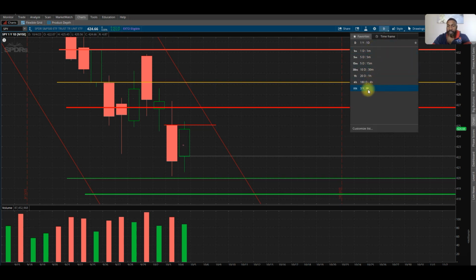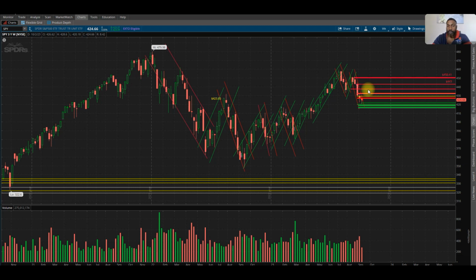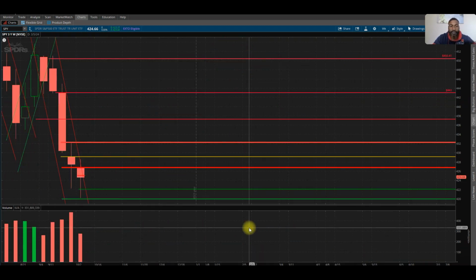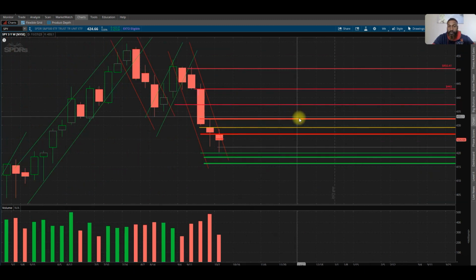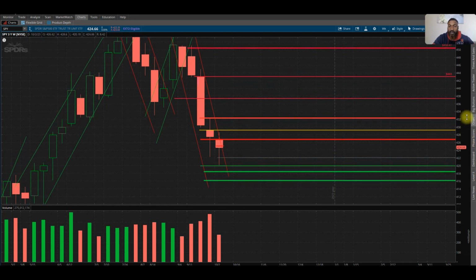So after we do the daily, let's now do the weekly. See what the weekly is looking like. That's that yellow line that you see right there. This stock at 427 would be green for the week, so we want to keep that in mind as well.